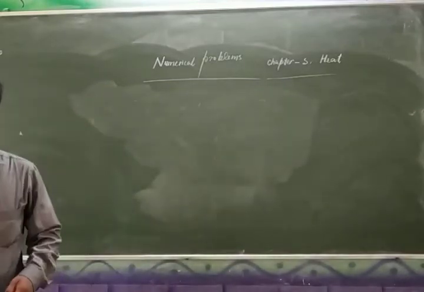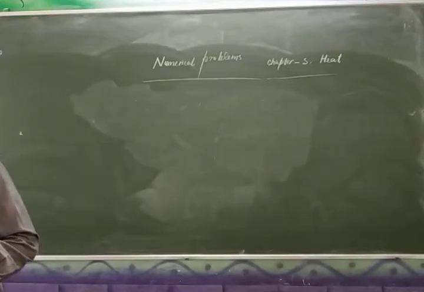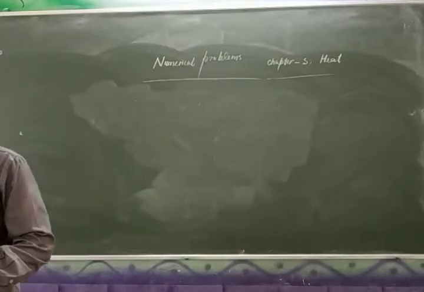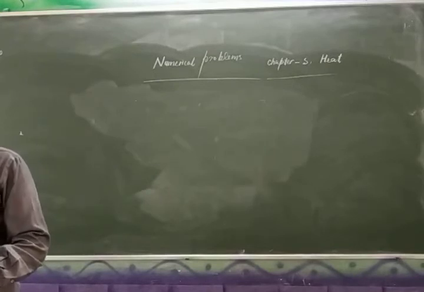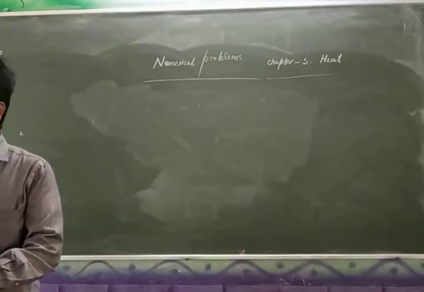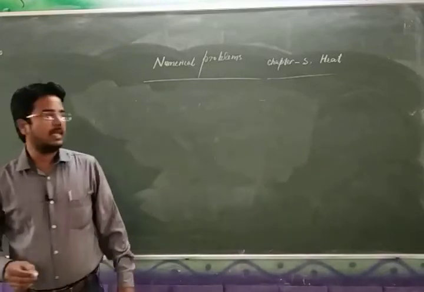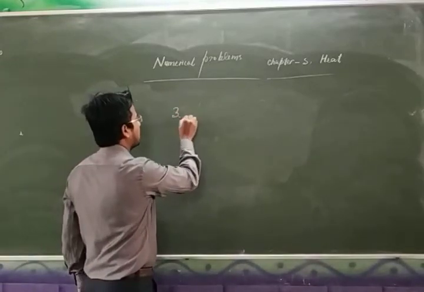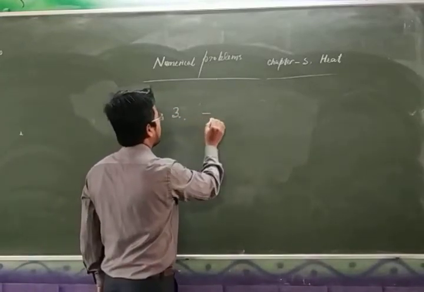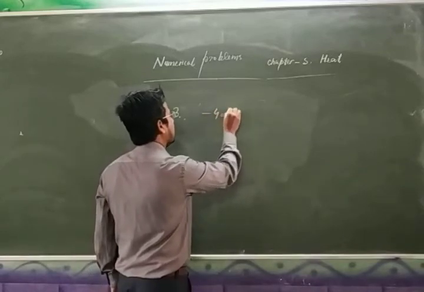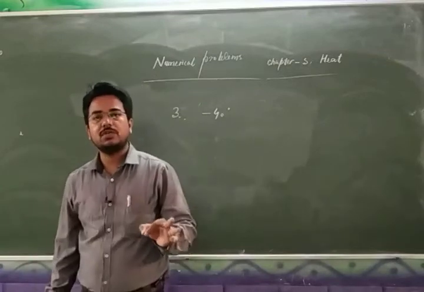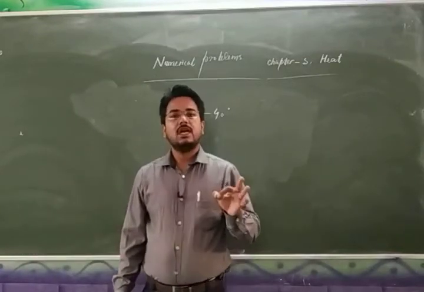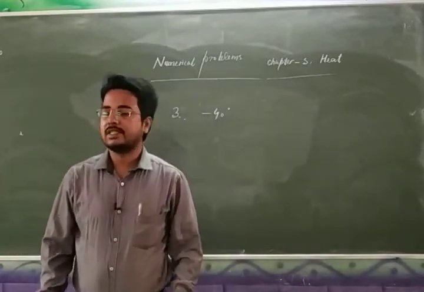Third one is a very nice question. Find the temperature whose value is the same both on Celsius and Fahrenheit scale. The answer is minus 40 degrees. Okay, minus 40 degrees is the value which is the same on Celsius and Fahrenheit scale both.